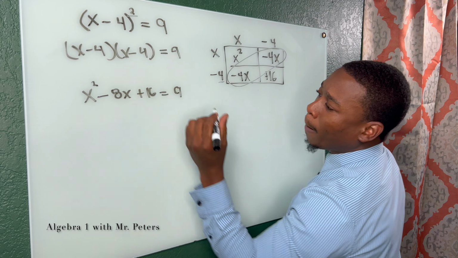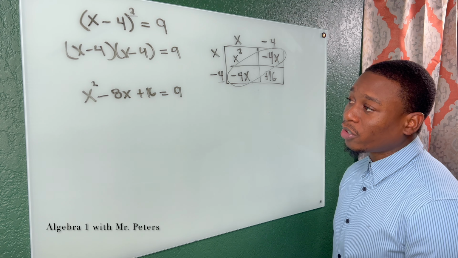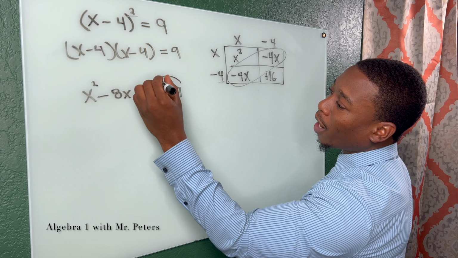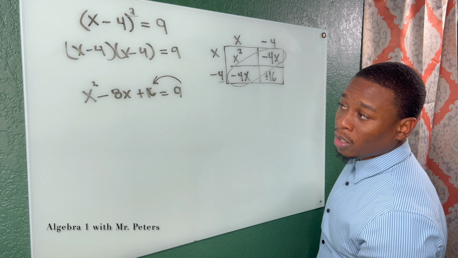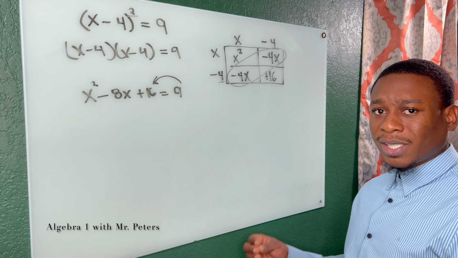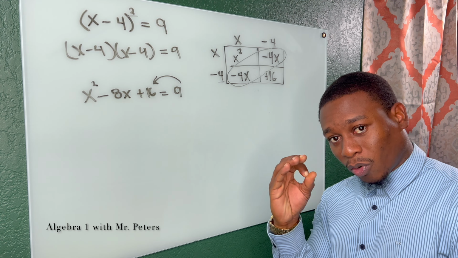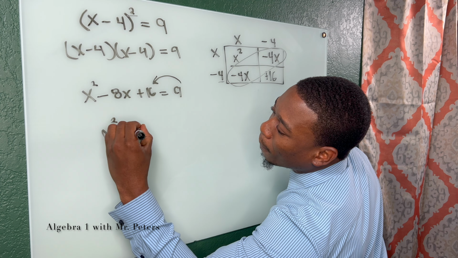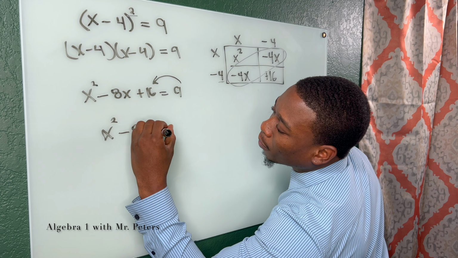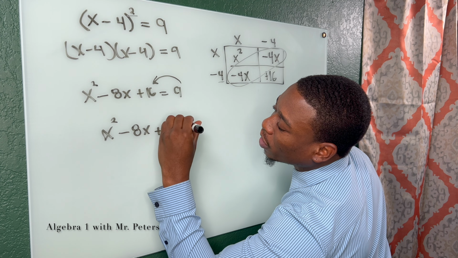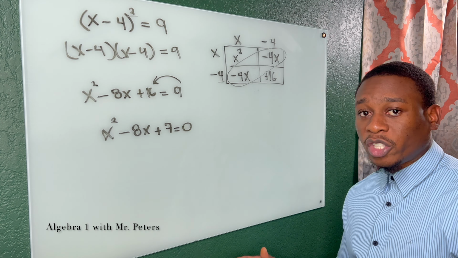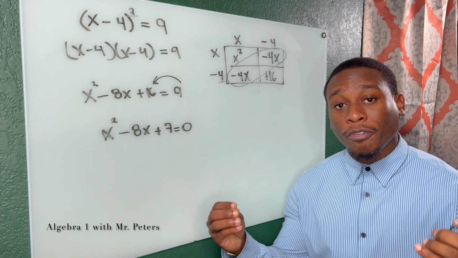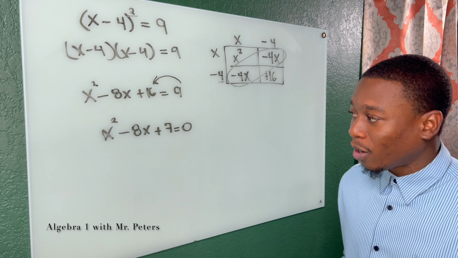Now remember, when we're solving equations, even quadratic equations, we have to combine our like terms. So I'm going to bring 9 over and subtract, right? Because most of our quadratic equations are set equal to 0, right? So now we have x squared minus 8x plus 7 is equal to 0. Now we have set the quadratic equation equal to 0. We could factor and break it down.